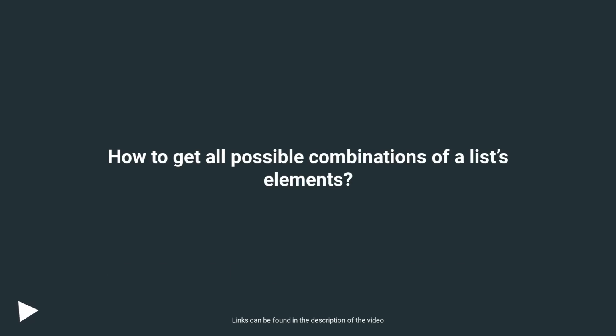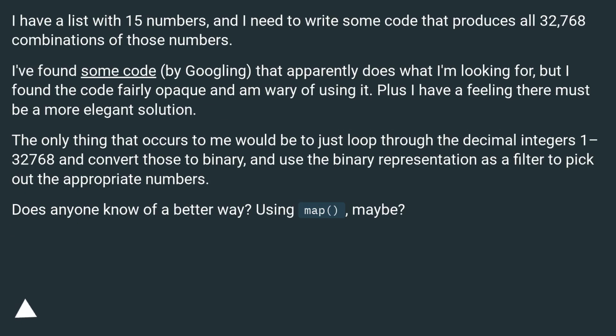How to get all possible combinations of a list's elements. I have a list with 15 numbers, and I need to write some code that produces all 32,768 combinations of those numbers.